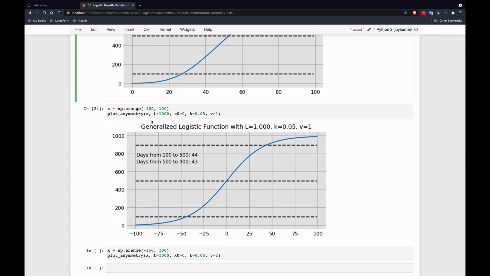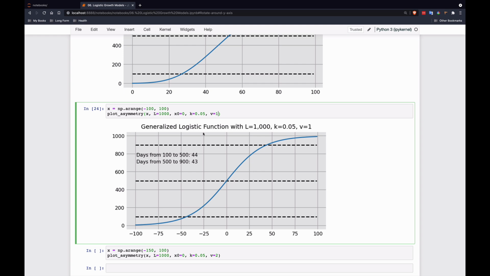Now, if we look back over here, this is reduced to the original logistic function, and so the 0 mark, or the midpoint at 500 cases, is directly at 0, which is where you would expect. So this V not only controls the asymmetry, it does shift the graph left or right.